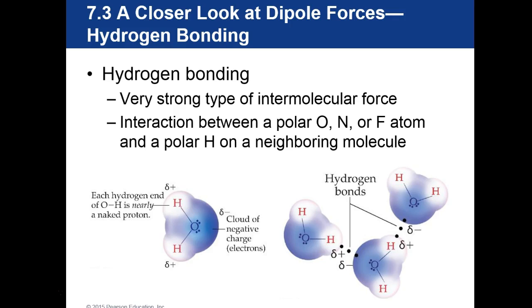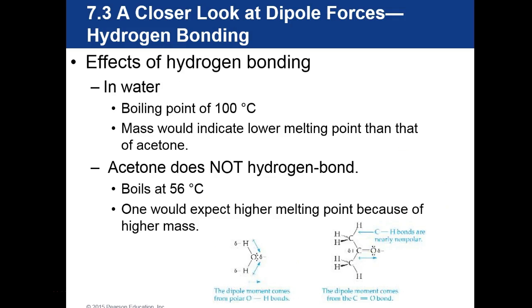Next, we'll talk about hydrogen bonding. This is a very strong type of intermolecular force. It is the interaction between a polar oxygen, nitrogen, or fluorine atom and a polar hydrogen on a neighboring molecule. Here are some of the effects of that hydrogen bonding. In water, the boiling point is 100 degrees Celsius. The mass would indicate a lower boiling point than that of acetone. Acetone does not hydrogen bond, and it boils at 56 degrees Celsius. One would expect a higher boiling point because of a higher mass. And you can see those two molecules below.